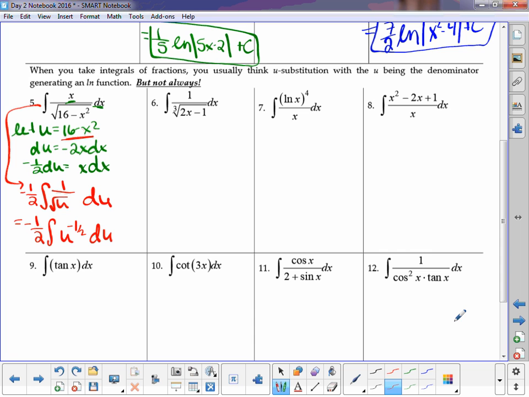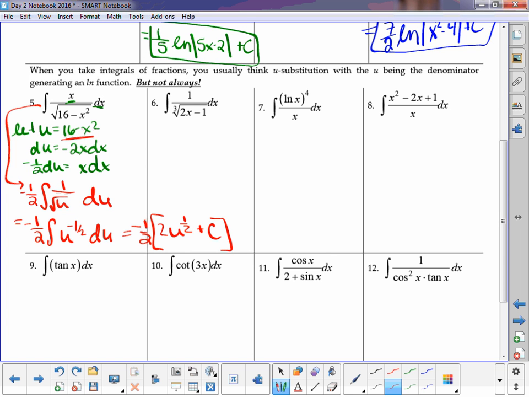Yeah, it's just a reverse power rule, right? So we got negative 1 half. The antiderivative would be u to the 1 half divided by my new power, which is going to be the same thing as multiply by 2, plus c. Are we okay with what happened there?